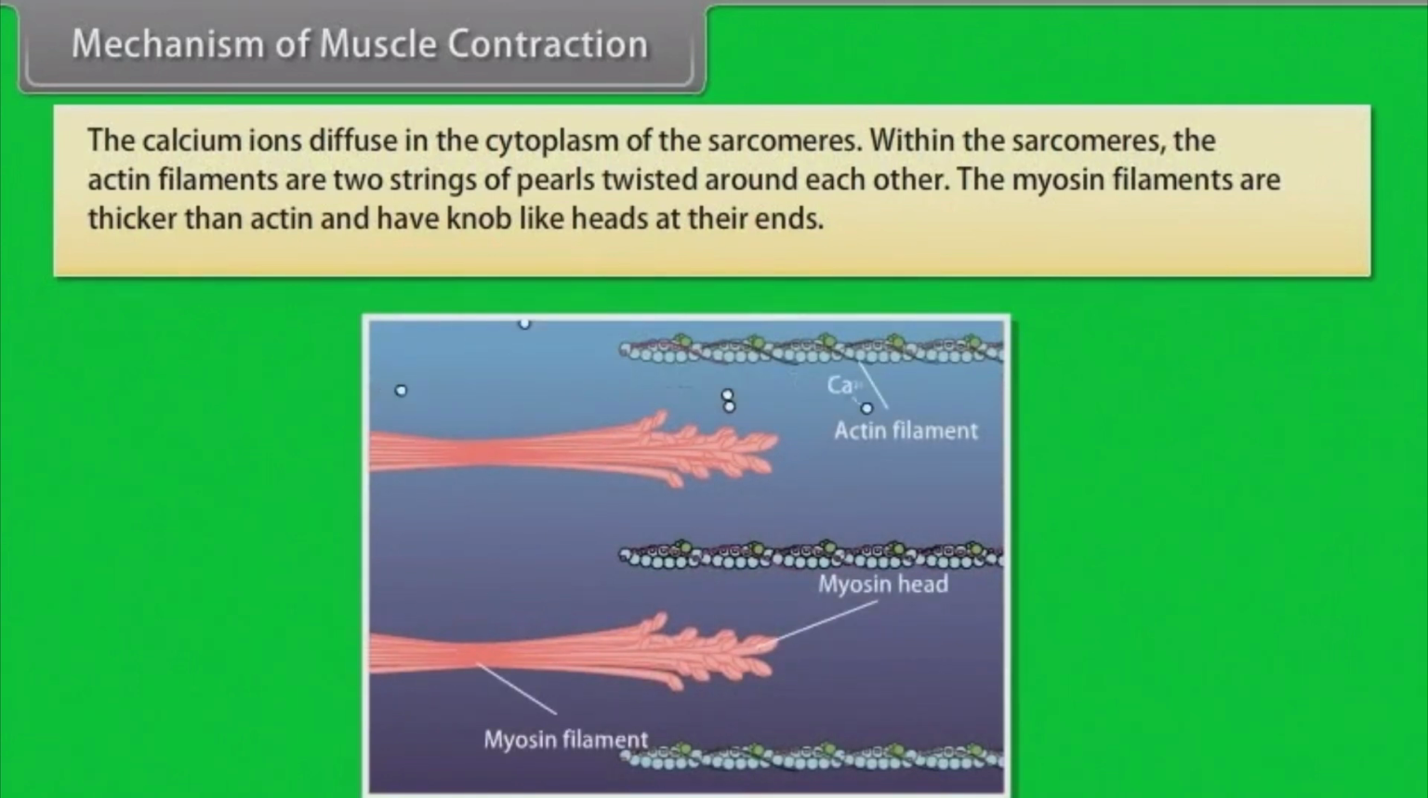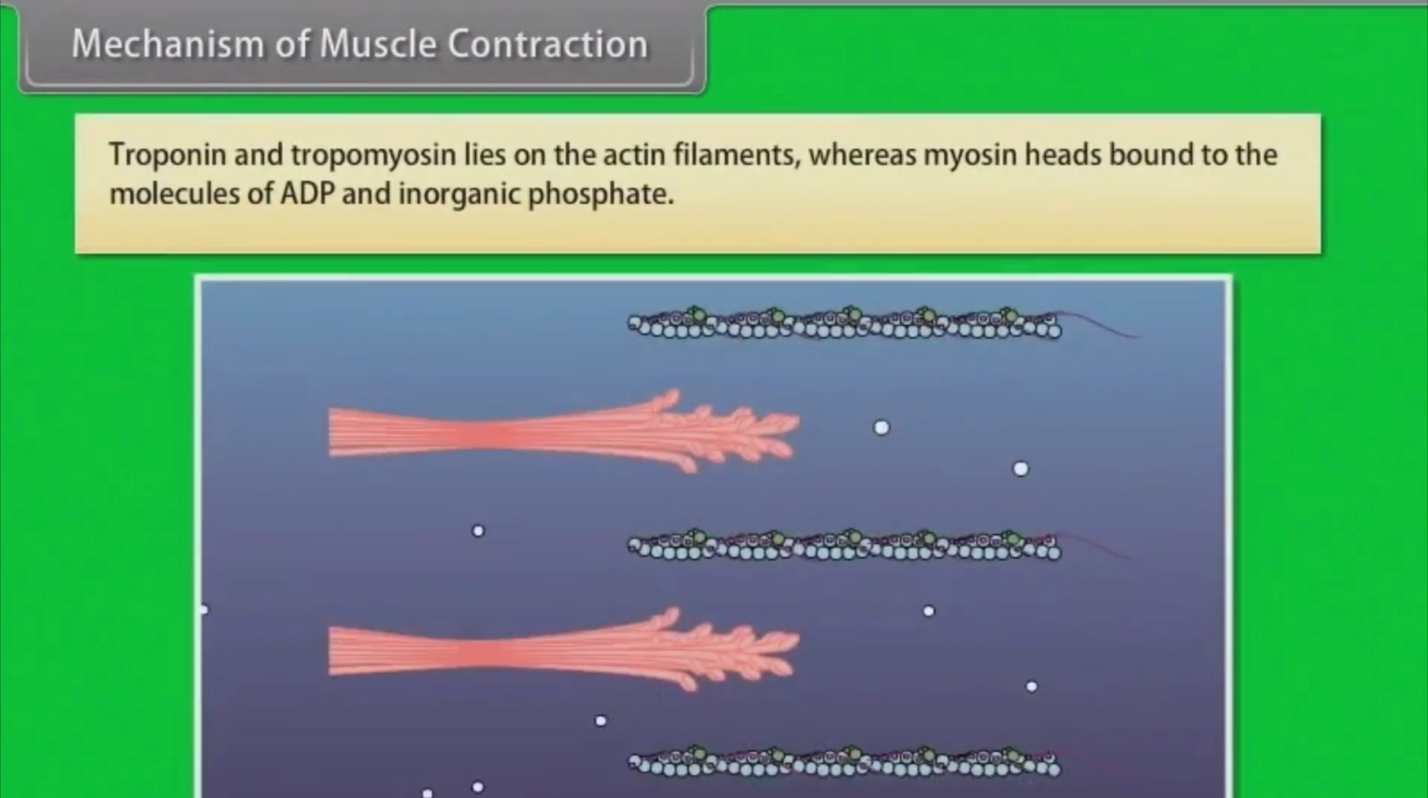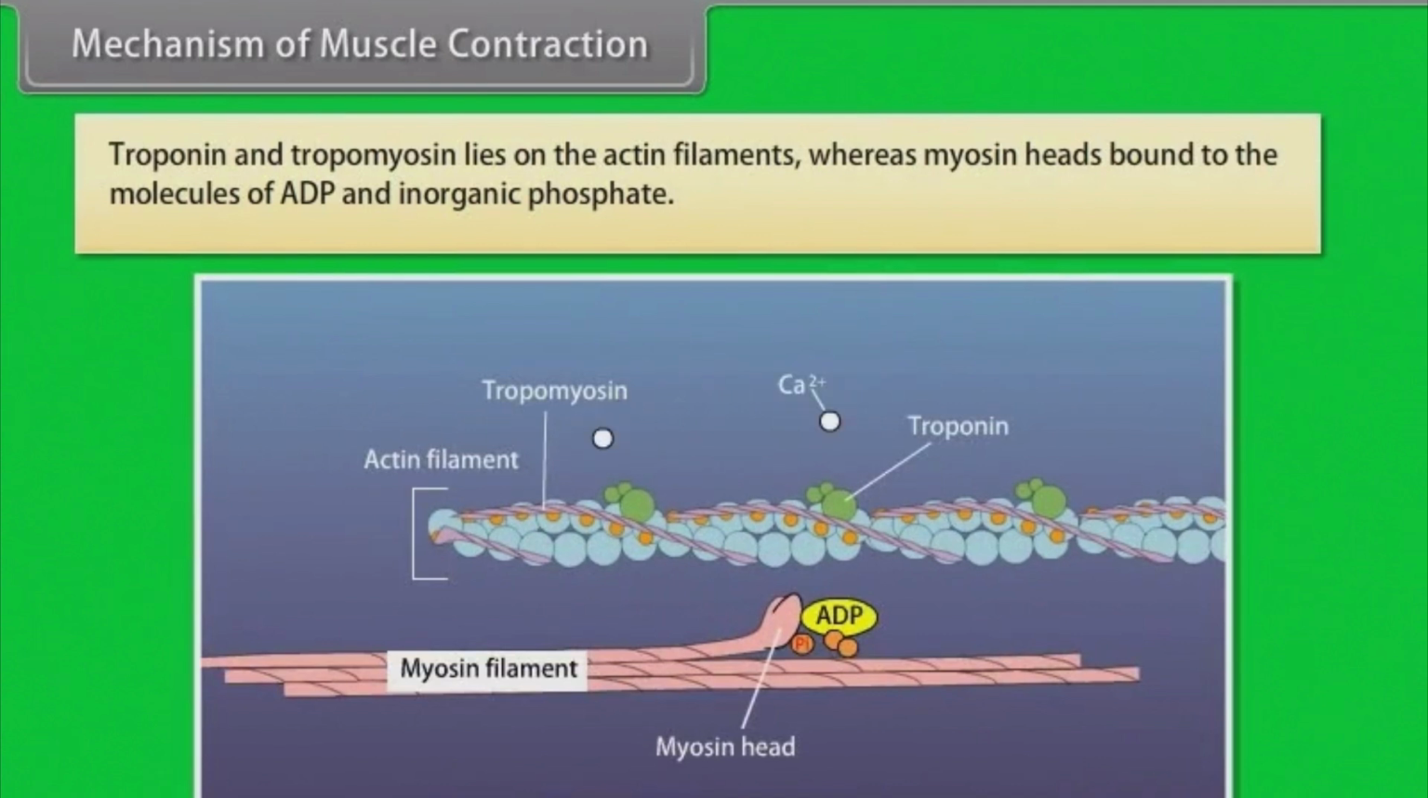Within the sarcomeres, the actin filaments are two strings of pearls twisted around each other. The myosin filaments are thicker than the actin and have knob-like heads at their ends. Troponin and tropomyosin lie on the actin filaments, whereas myosin heads are bound to the molecules of ADP and inorganic phosphate.